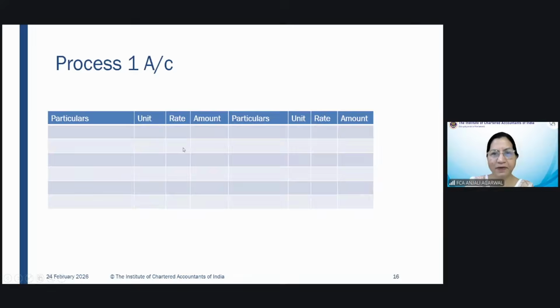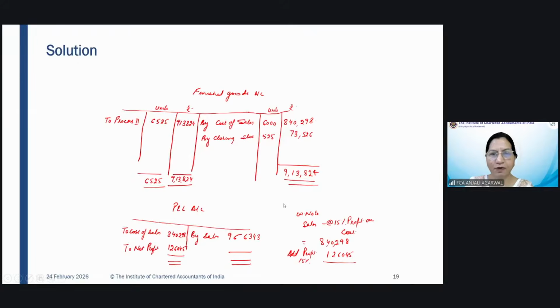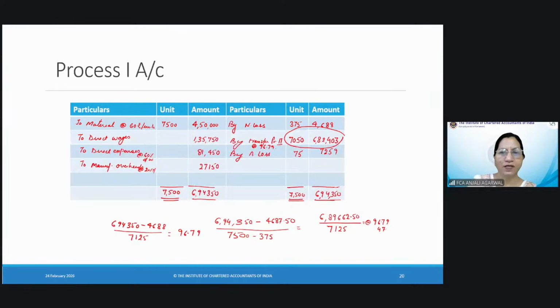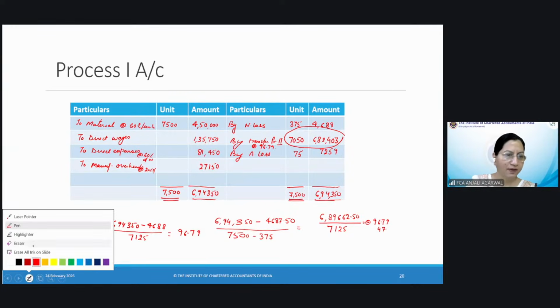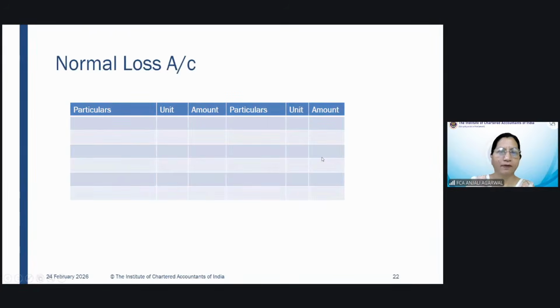Let me complete this question, where I will take the abnormal loss and abnormal gain accounts also. So you can see the process one account here. In process one, there is an abnormal loss. So if you prepare the abnormal loss account, it will show 75 units at 7259, right? Yes, ma'am.